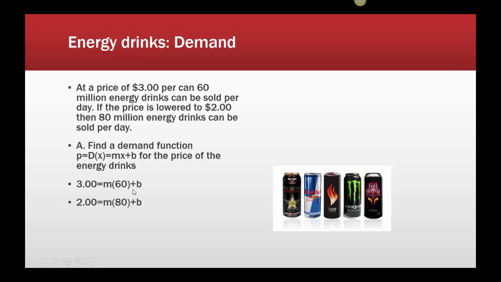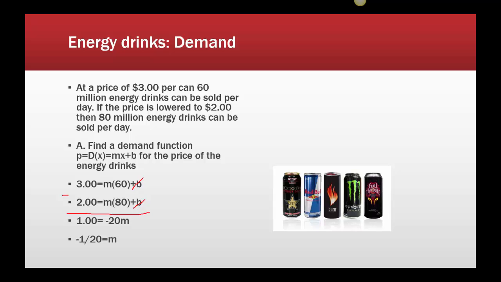Hopefully you can see that we can do that a second time because we also know that when the price changed to $2, then X will be 80. All right, so this should be a similar kind of thing to what we've done before, and generally what we want to do with these two is subtract. So I'm going to subtract these two equations. 3 minus 2 is going to give me 1. And then 60 minus 80 will give me negative 20. And again, I've reversed, kind of just changed them around to put the M on the right side. And once again, the B's will cancel out.